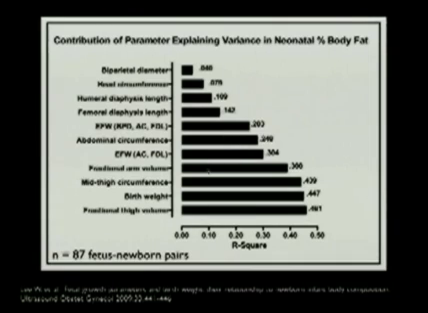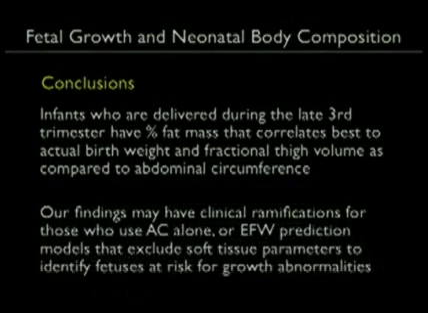Now, if you look at fractional, the best parameter is actually fractional thigh volume that essentially has identical results with birth weight. So this is food for thought, especially for those in Europe that use AC alone to make the clinical definition of an intrauterine growth-restricted baby. So infants who are delivered during the late third trimester have percent fat mass that correlate best to actual birth weight and fractional thigh volume as compared to abdominal circumference. And our findings may have clinical ramifications for those who use AC alone, or even EFW prediction models that are based on AC that exclude soft tissue parameters to identify fetuses at risk for growth abnormalities.